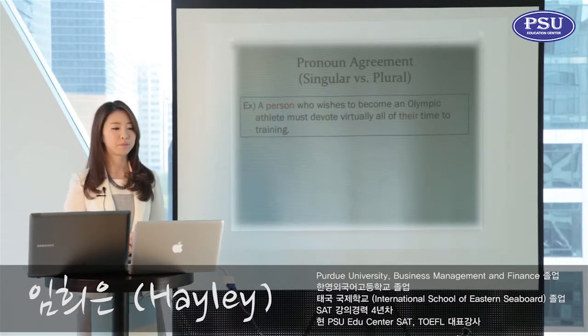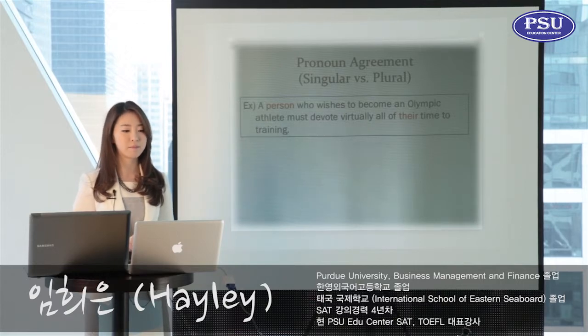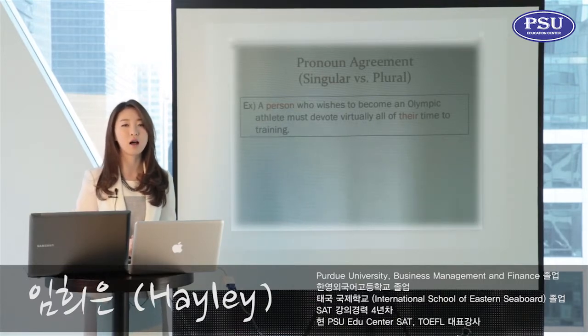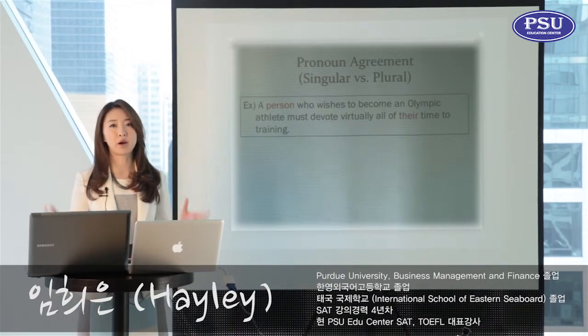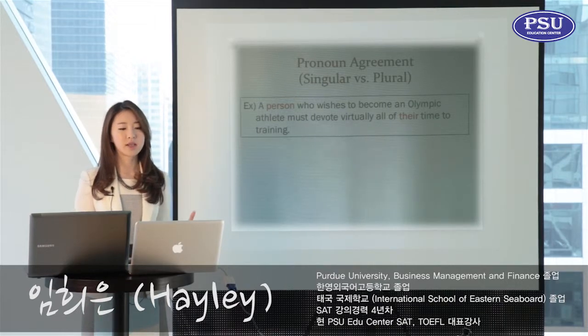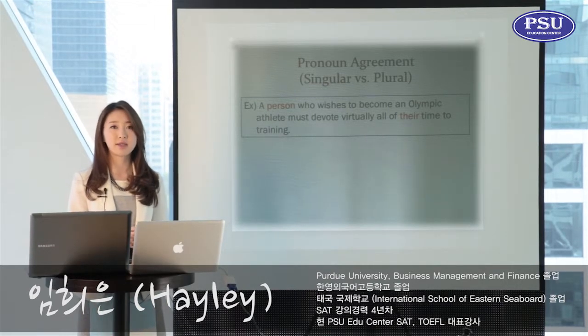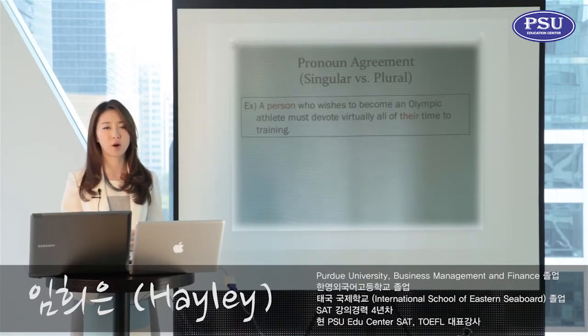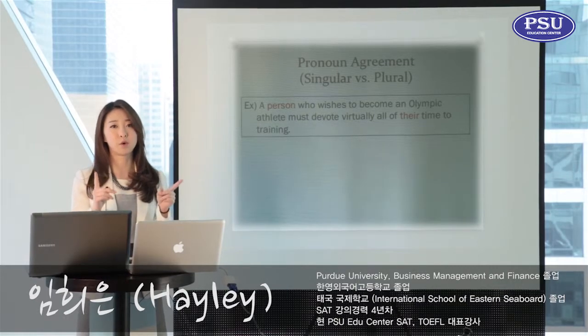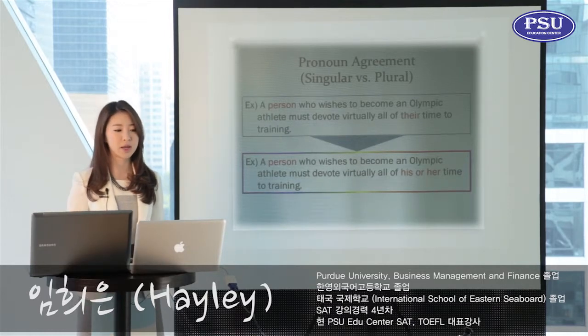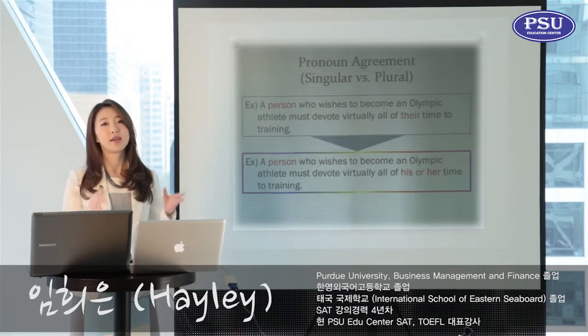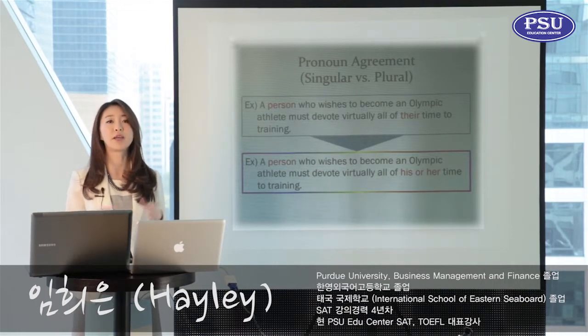Now we go on to the pronoun agreement, singular versus plural. Let's look at an example here. A person who wishes to become an Olympic athlete must devote virtually all of their time to training. Who is the subject here? The subject is a person, right? But a person is a singular form, but here in this example, it suddenly says virtually all of their time. Now there is a plural form, so we want to keep the person singular form in a constant flow. So it should be, a person who wishes to become an Olympic athlete must devote virtually all of his or her time to training. Now his or her is a singular form, so that works.